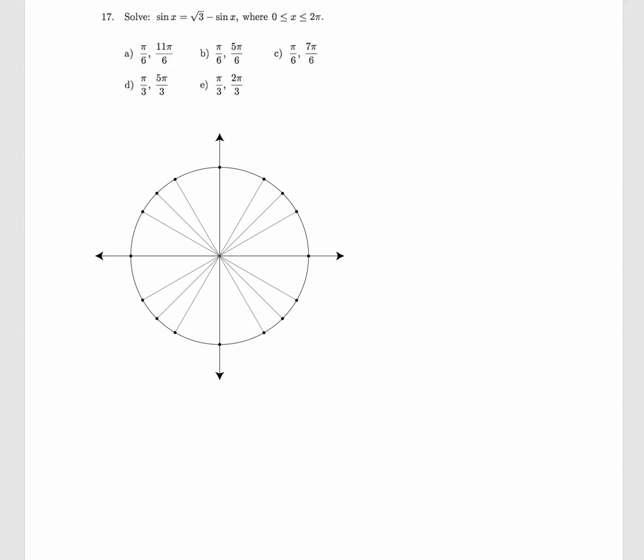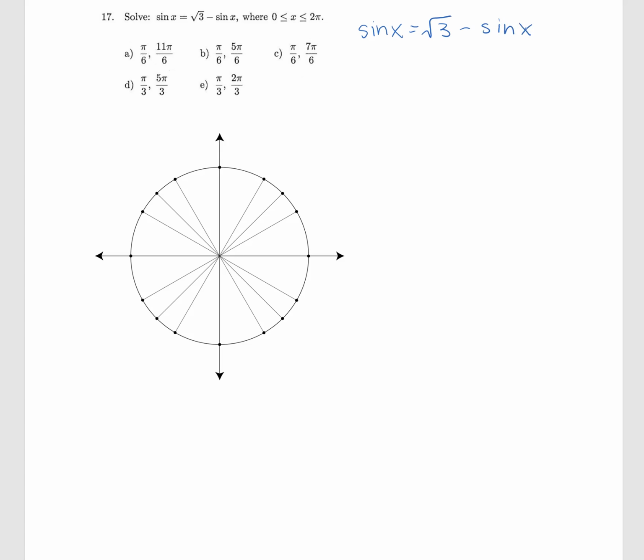Question 17 asks us to solve sine x equals root 3 minus sine x, where x is greater than or equal to 0 and less than or equal to 2 pi. So I'm just going to rewrite what we have here in our equation. We have sine x equals square root of 3 minus sine x.